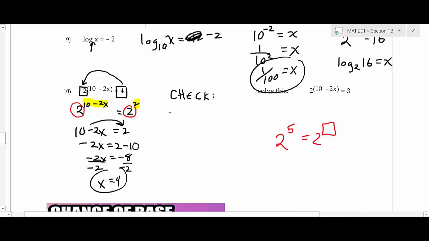Okay, so what we're going to do is 2 to the 10 minus 2 times 4. Work it out and see if we get 4. That's what we're checking in the problem. So what we have is 2 to the 10 minus 8, so that's 2 to the second. Is that 4? It is, so we're right.